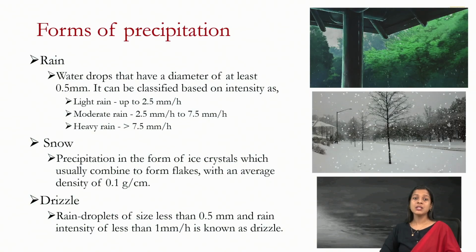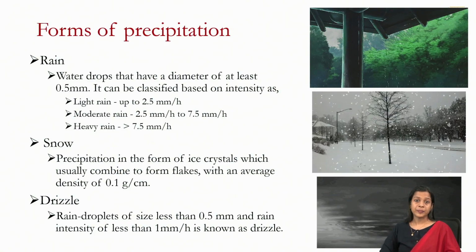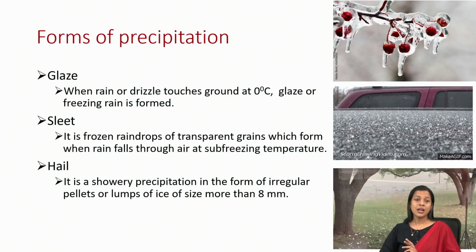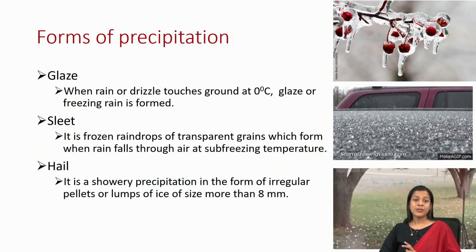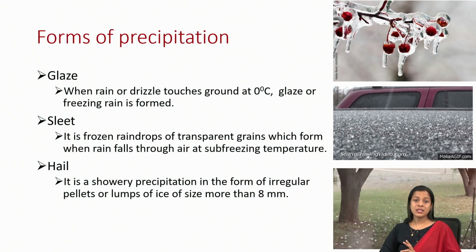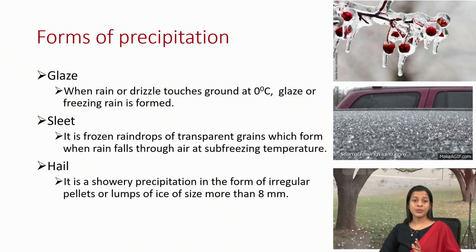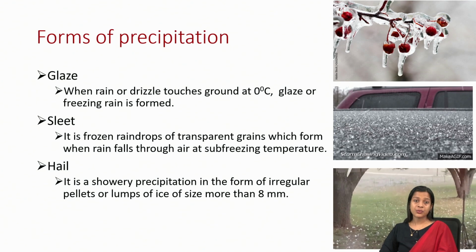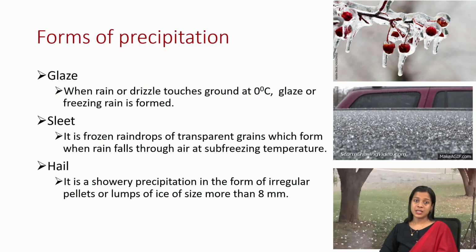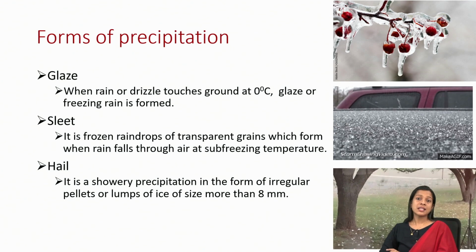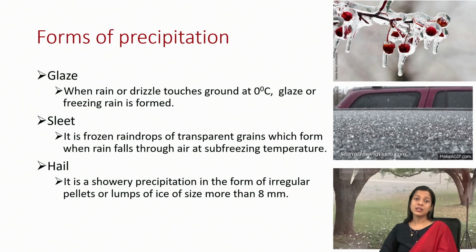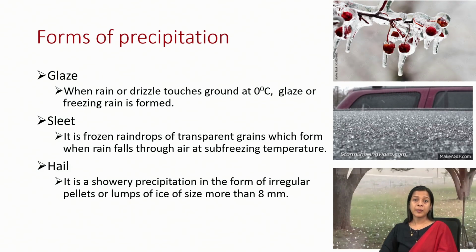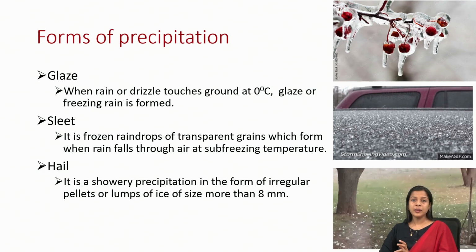The other form is drizzle. Drizzle contains very small water droplets with very low rainfall intensity. The other form is glaze: when rain or droplets touch the ground at 0 degrees Celsius, glaze or freezing rain is formed. Next one is sleet. Sleet consists of frozen raindrops or ice pellets. Hail occurs as large lumps of ice formed during thunderstorms. Hailstorms can damage crops, vehicles, and buildings.